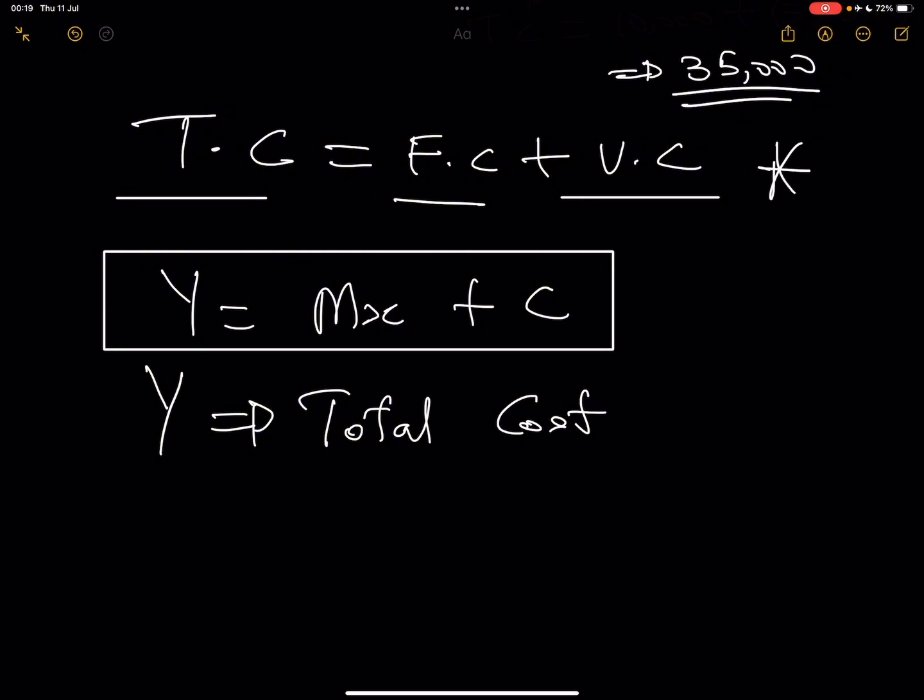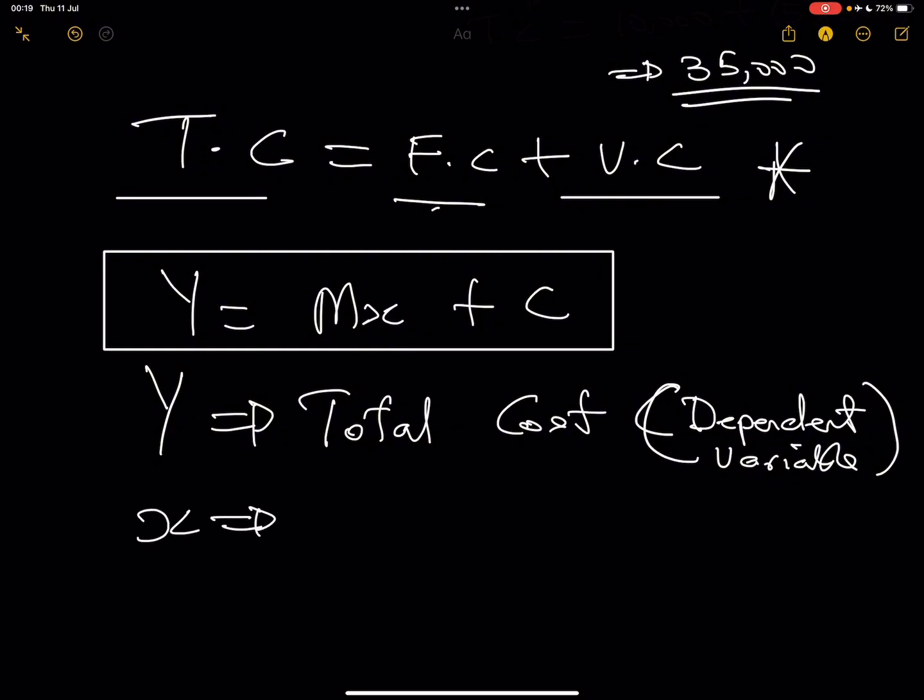So just follow me. So y is your total cost, and it's also called your dependent variable. And why is it dependent? Because it cannot determine its own value by itself. It's a function of other things, because it's the addition of fixed cost and variable cost. So a lot of things determine what y will be. On its own, it cannot have its own value.